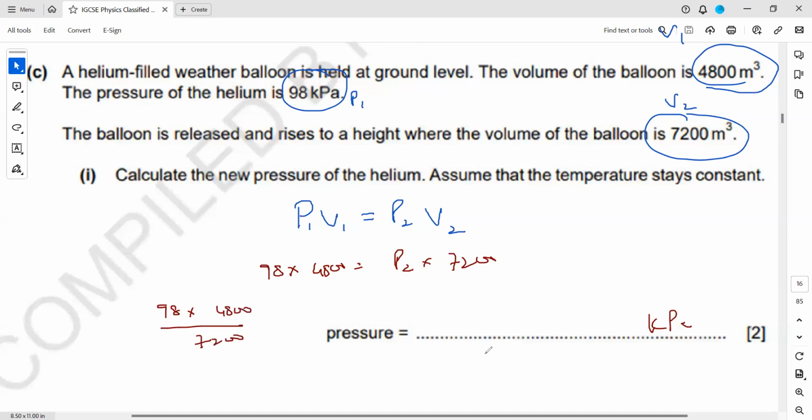Which answer? Three significant figures. So 65.3 kilopascal. Usually the marking scheme answers are rounded to 2 or 3, but you should always write your answer in 3 significant figures. They don't mention that, but the standard rule is 3 significant figures. So always write your answer in 3.